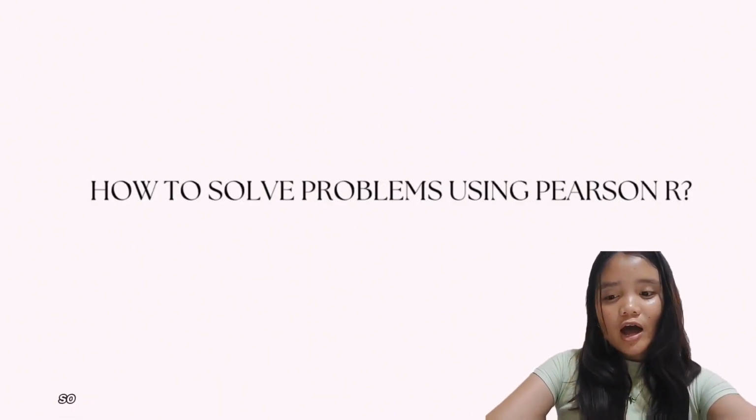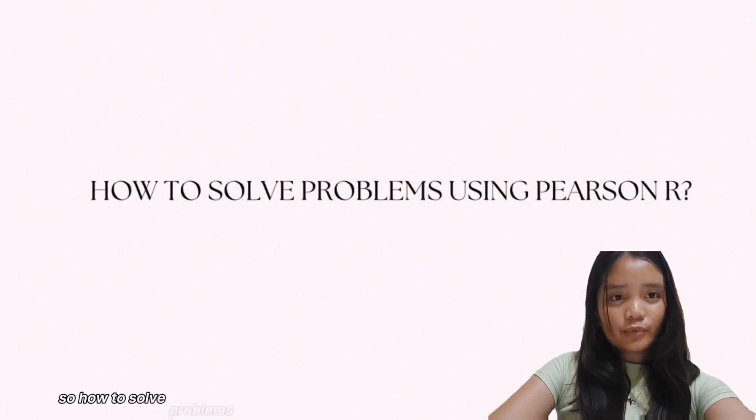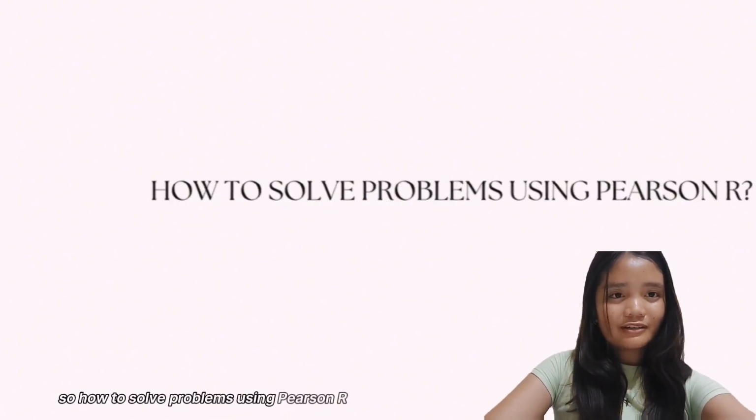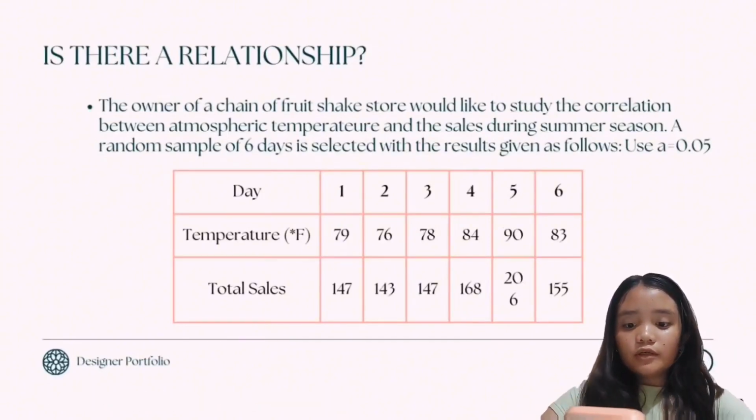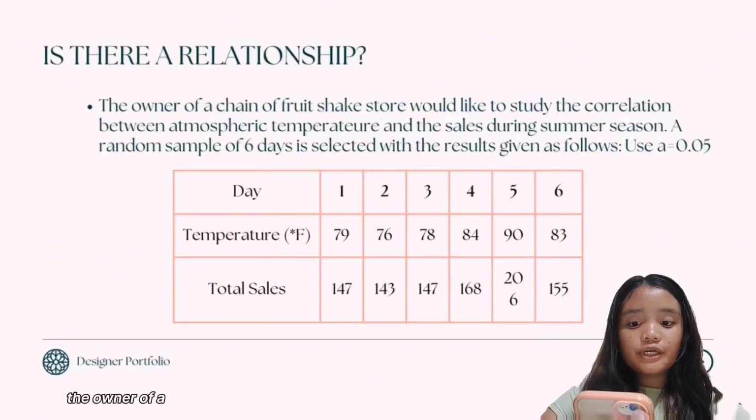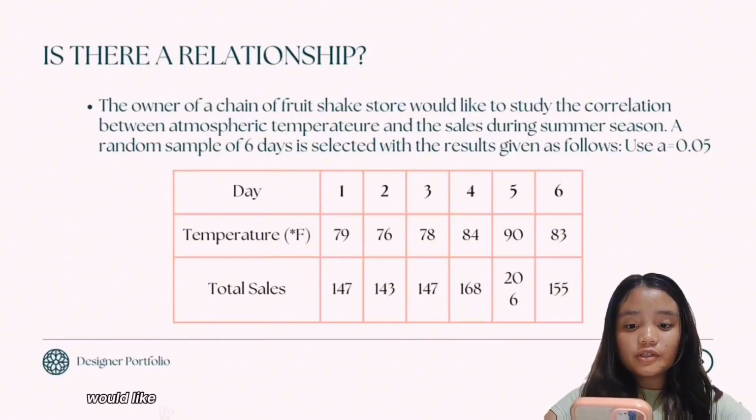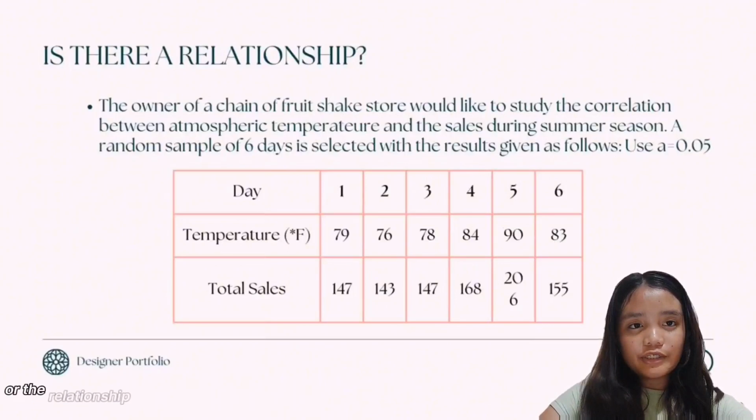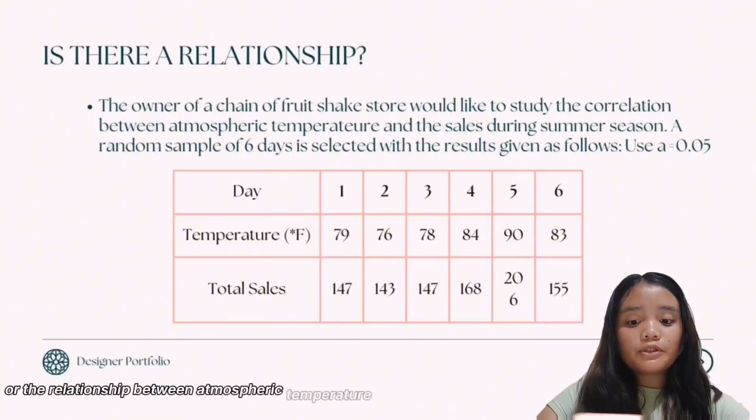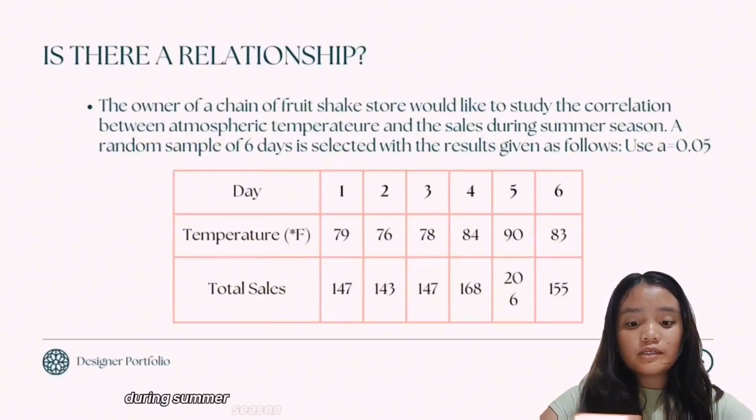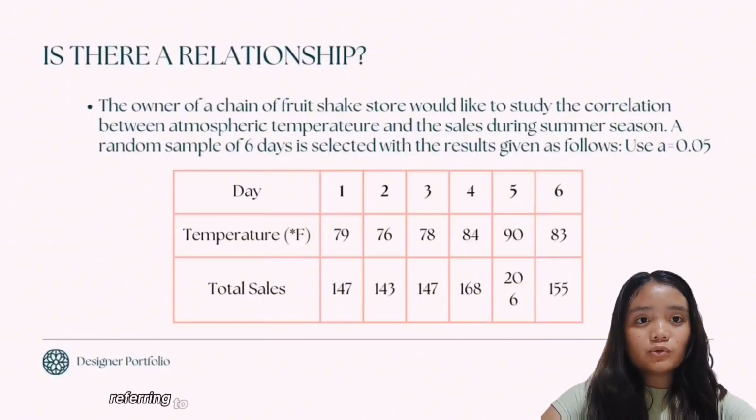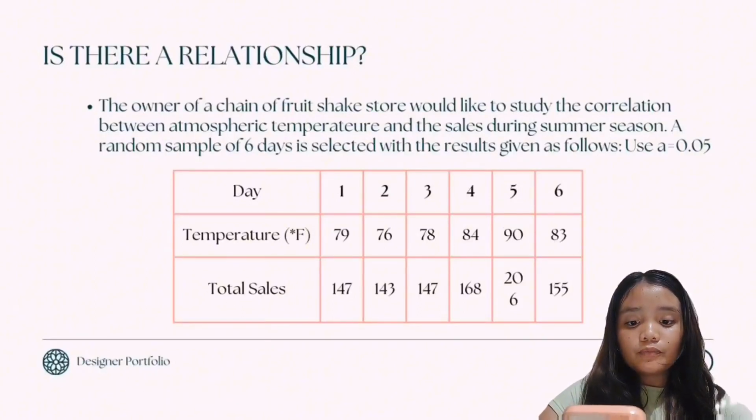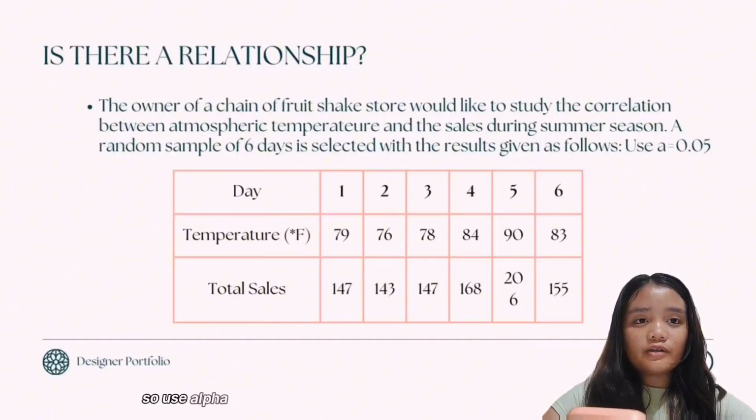So, how do we solve problems using Pearson R? We have here the problem above that goes: the owner of a chain of fruit shake stores would like to study the correlation, or the relationship, between atmospheric temperature and the sales during summer season. A random sample of 6 days is selected with the results given as follows, referring to the table below. Use alpha 0.05.